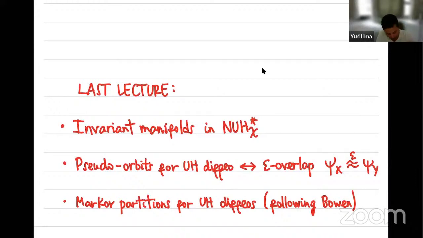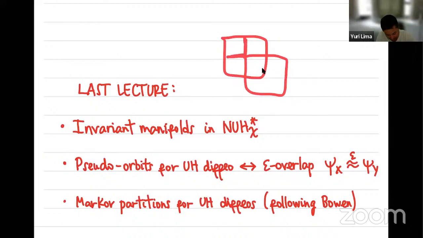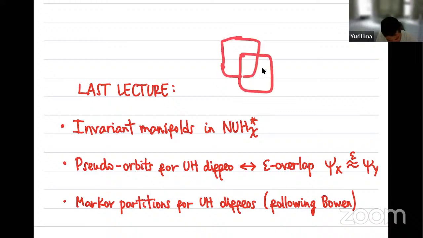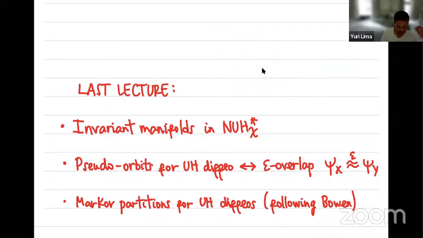Every time we saw an intersection of rectangles, we divided the rectangles, understanding, with respect to the stable and unstable manifolds, which parts of the rectangles do intersect the other one. So this is the summary of the last lecture.